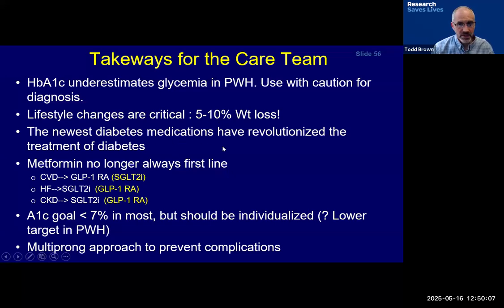These new diabetes medications really have revolutionized the treatment. As I mentioned, metformin is not always first line, and we see the GLP-1 RAs and SGLT2 inhibitors. So A1C goals should be individualized, and here's the potential lower target in people with HIV. And then we have this multi-prong approach to prevent complications. So I think that's my last slide, and I'm happy to take any questions.